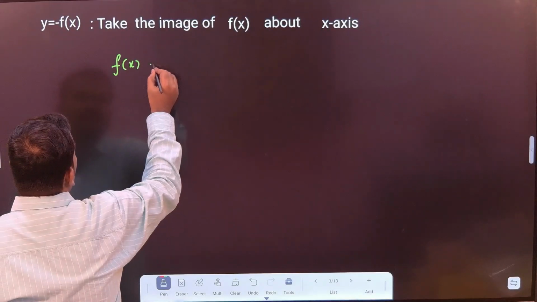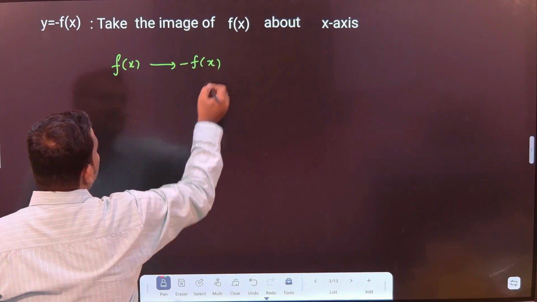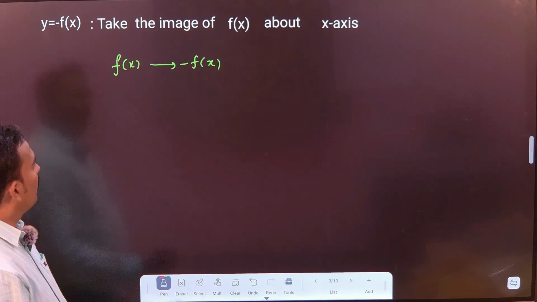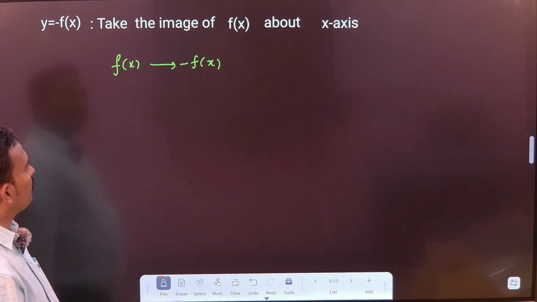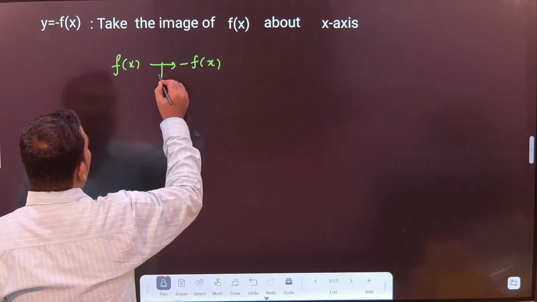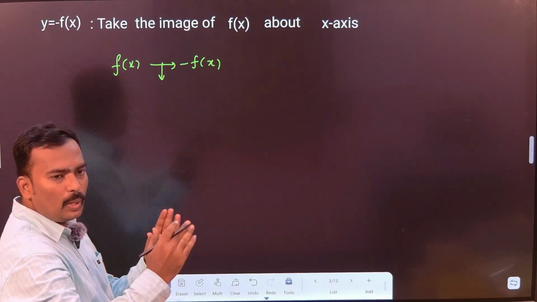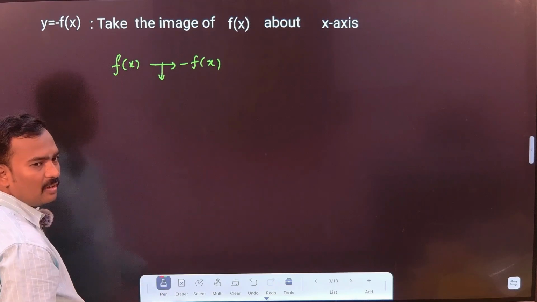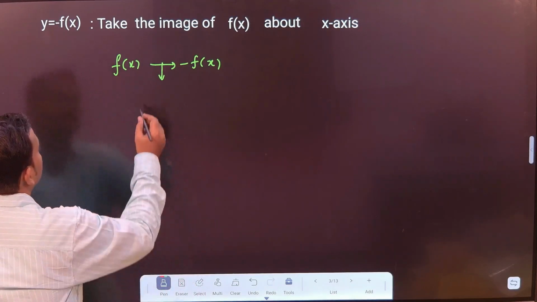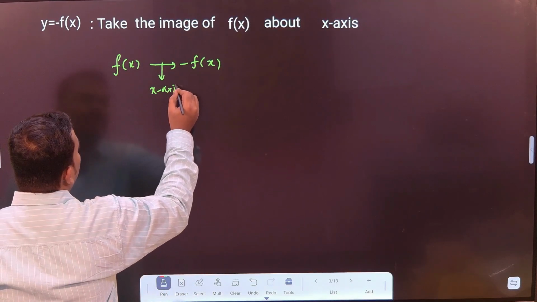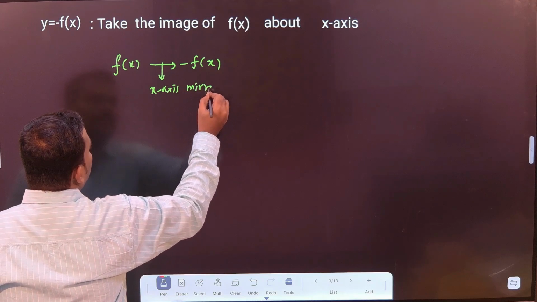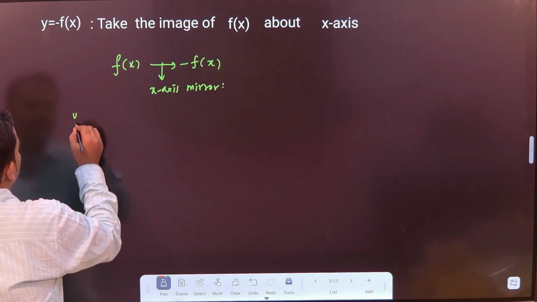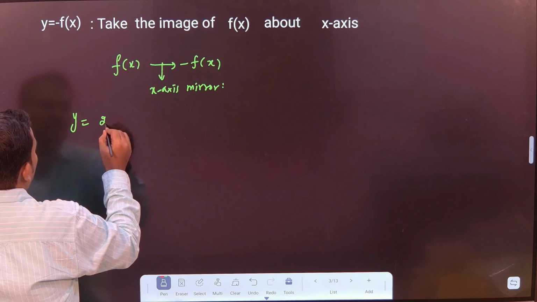Here, f of x changes to minus f of x, right? This is another transformation. f of x changes to minus f of x. In this case, what you can do, the y value here is the negative of that, right? That means you have to take the x-axis as the mirror. X-axis the mirror, right? Let us take a very simple example. Let's take 2 power x.